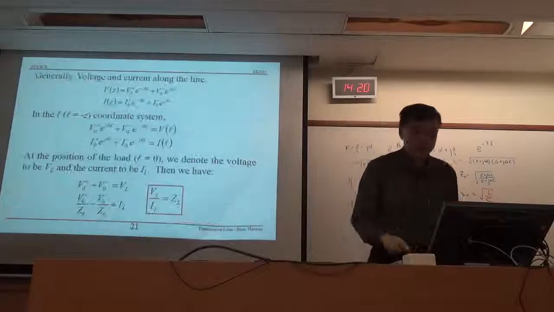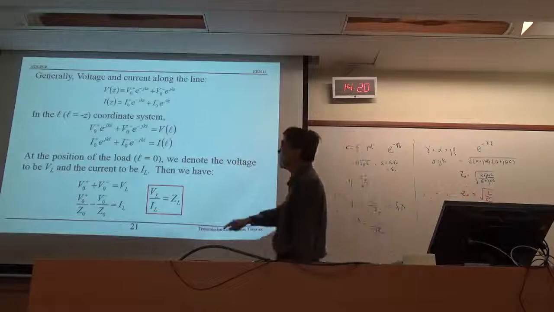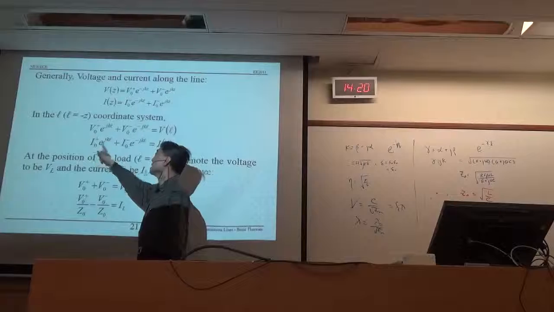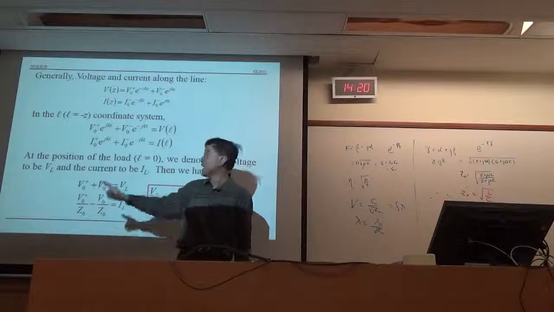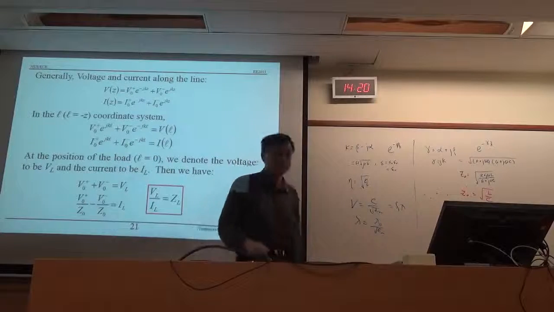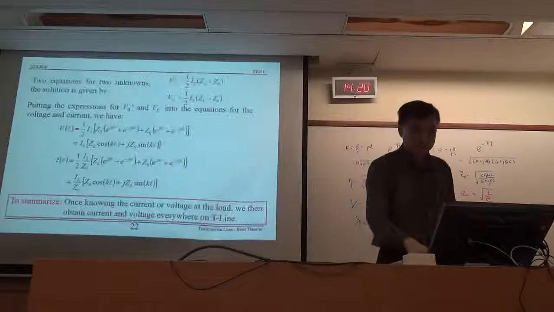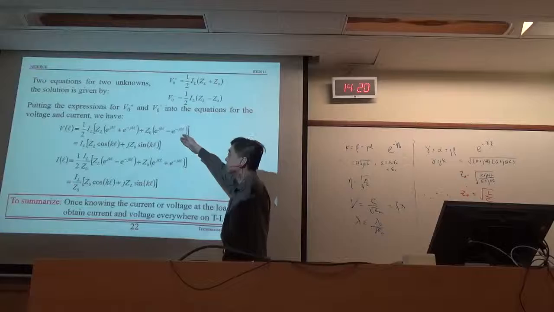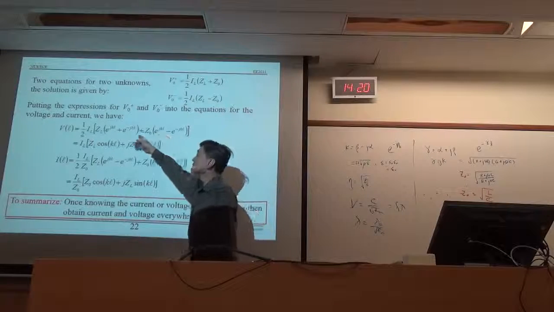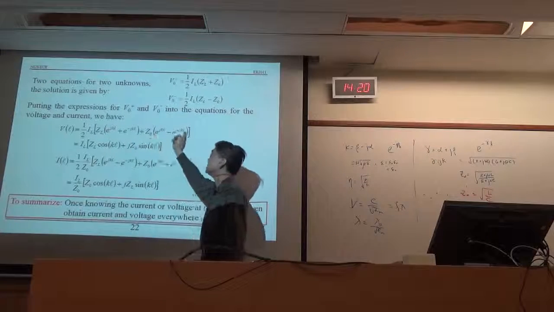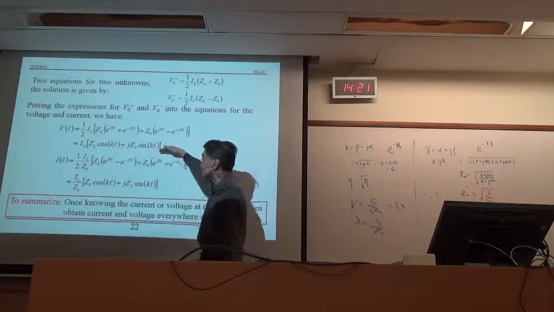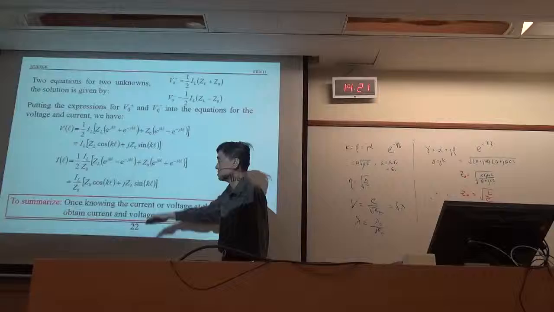And you substitute V0 plus and V0 minus, and I0 plus and I0 minus, into the two equations again. Then you end up with these equations, with cosine and sine, once you change the exponentials to cosine and sine. Finally, you end up with these two equations.